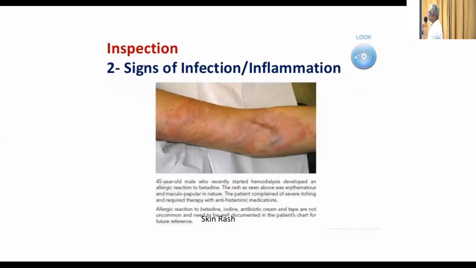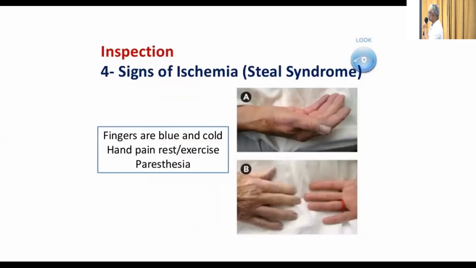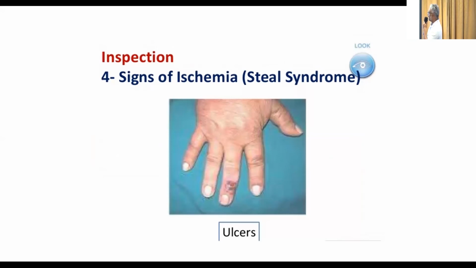Again, look at the patient for hematoma. If this happens, there might be something, and you send the patient to your surgeon to see what he can do. Steal syndrome, you'll see, some patients complain of pain in the arms, cold, become blue. That's steal syndrome. You might have accessory veins, accessory drainages, which can be cut off, and that can help with the steal syndrome.